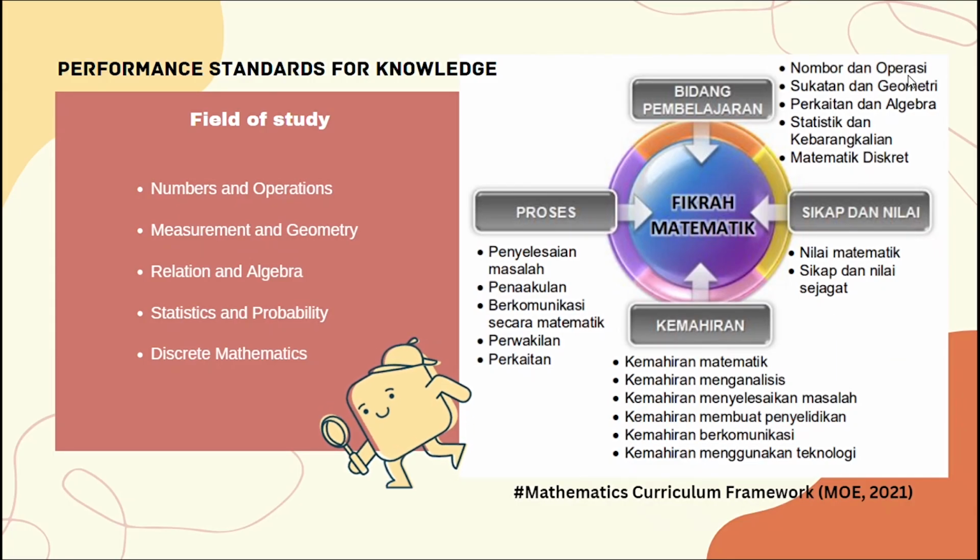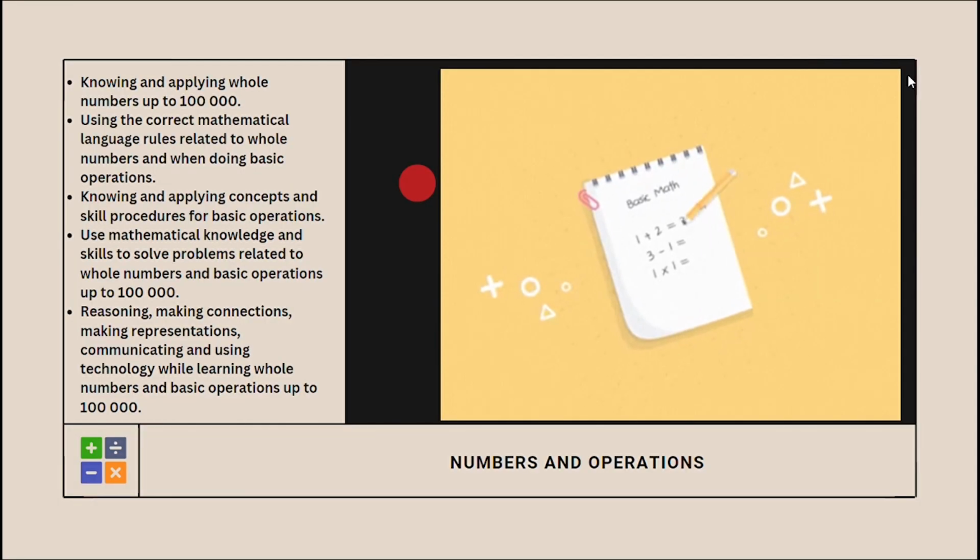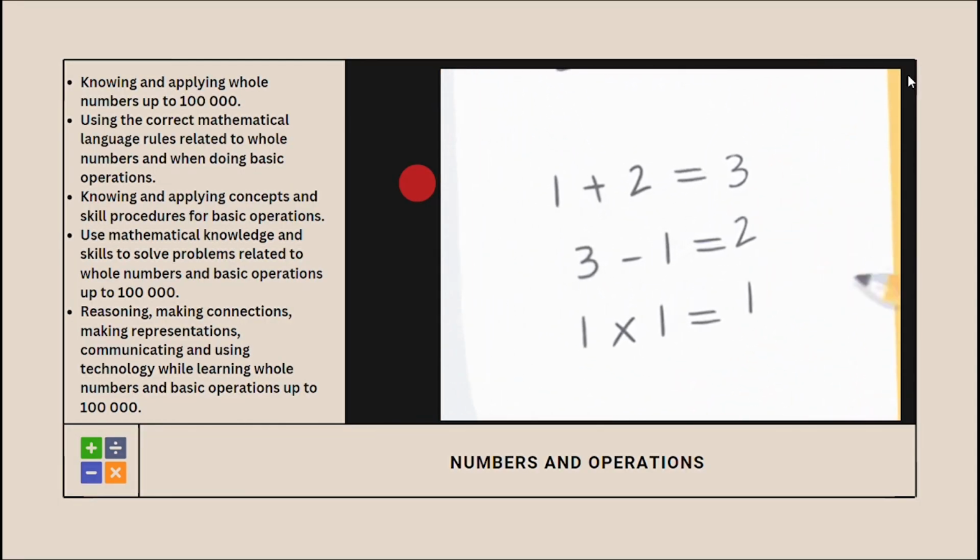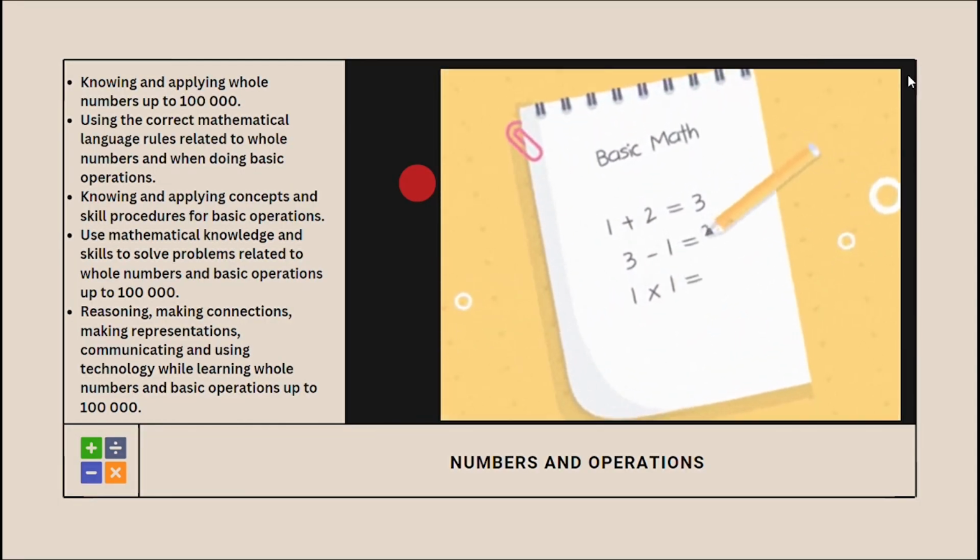How to make assessment through performance standards for knowledge. Look at the mathematics curriculum frameworks. There are 5 fields of study. Let's look at numbers and operations. Assessment can be made through students' understanding of the topic, and here are the objectives that students achieve after learning.